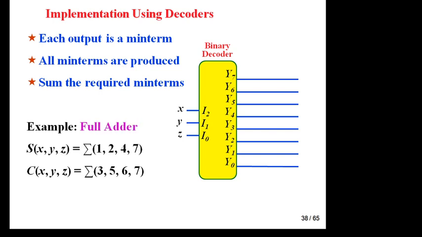Suppose you have to implement full adder. In full adder, you know sum is 1, 2, 4, 7 and carry is 3, 5, 6, 7. I already told you, sum 1247 means you are getting odd number of ones at input. 3567 means majority of the inputs are high. Now you have to implement this. You are getting only AND terms, so you require OR gate to sum. So in output you will use one OR gate.